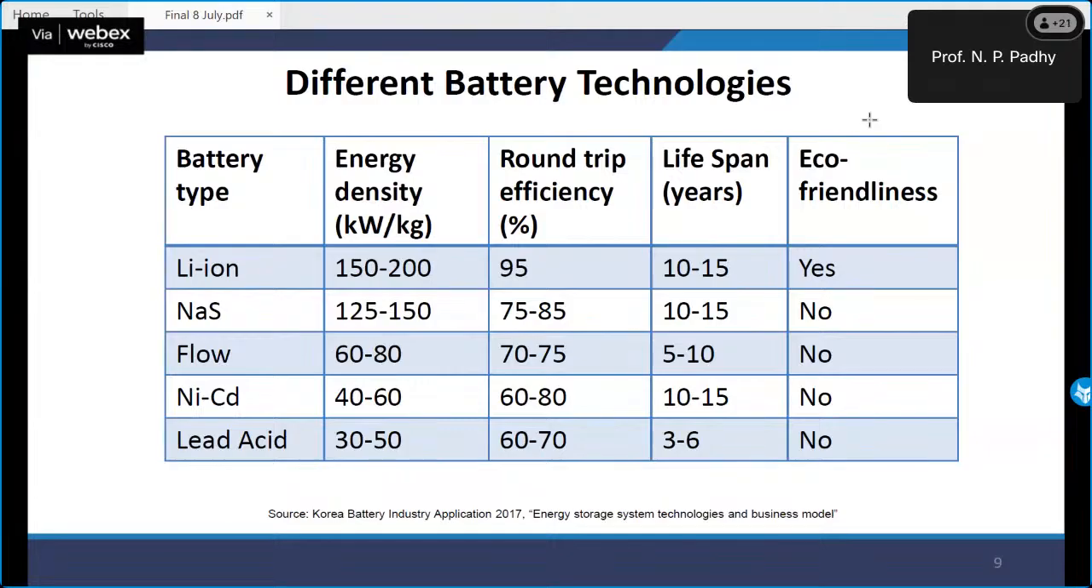Different battery technologies, all of you please concentrate. We'll take 5 varieties: lithium ion, NAS, flow, nickel cadmium, lead acid. Energy density, as you could see, is maximum in case of lithium ion, and round trip efficiency is also maximum in lithium ion. Lifespan is also maximum in case of lithium ion, and eco-friendly is lithium ion. It is basically a marketing strategy, but today people are saying there are many more technologies which are much better than lithium ion. Probably there was a time when flow batteries were considered to be the best, and even nickel cadmium and lead acid were also considered the best when these technologies were not available.